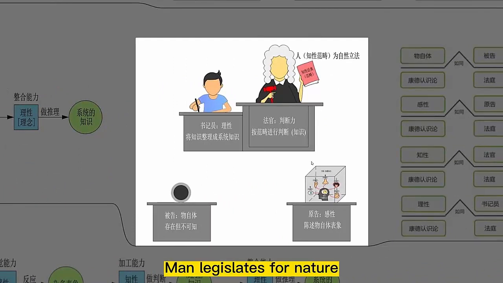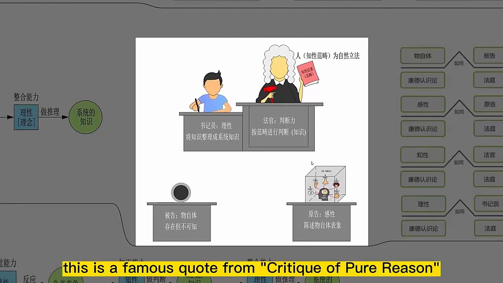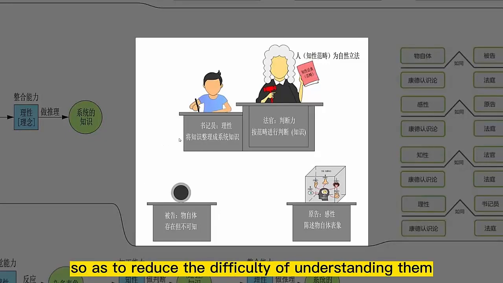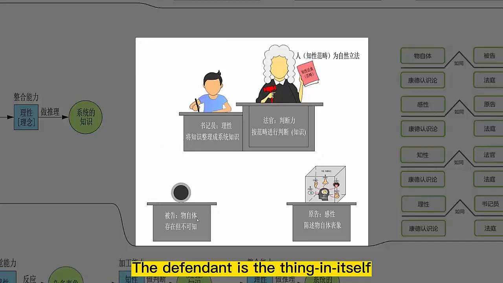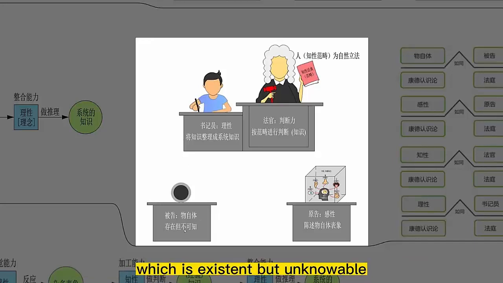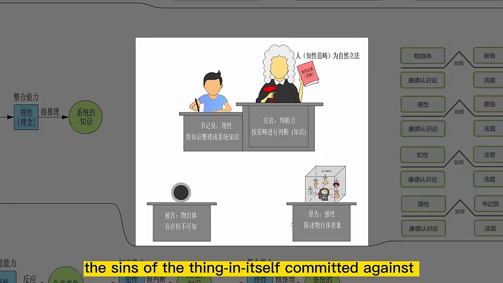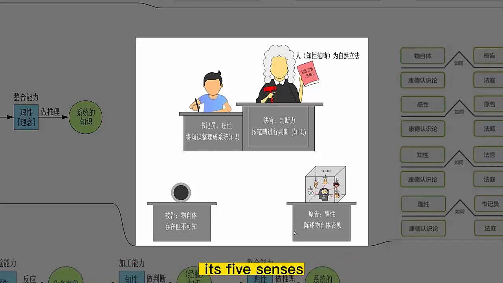Man legislates for nature. This is a famous quote from Critique of Pure Reason, and I analogize human cognitive faculties with court judgments, so as to reduce the difficulty of understanding them. The defendant is the thing in itself, which is existent but unknowable, which stimulates the plaintiff's sensibility, which reacts and presents to the judge in court the sins of the thing in itself committed against its five senses.